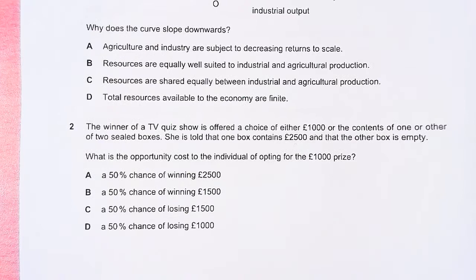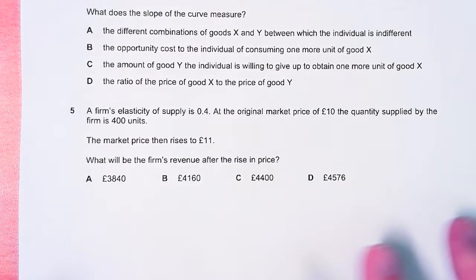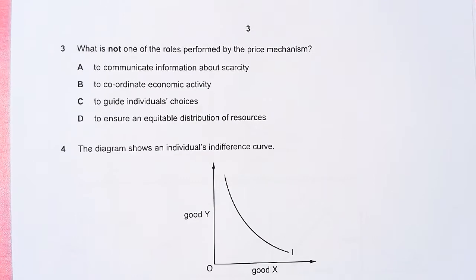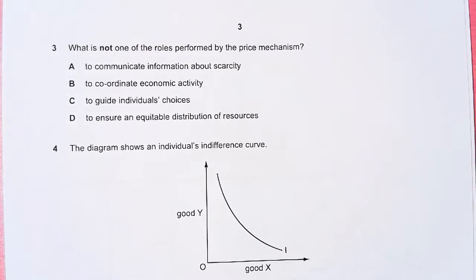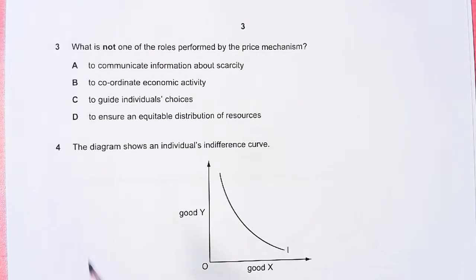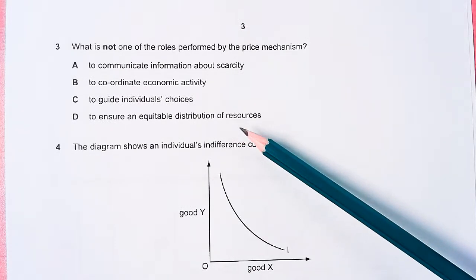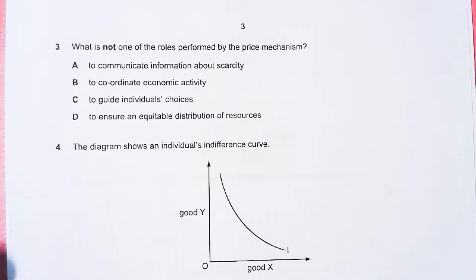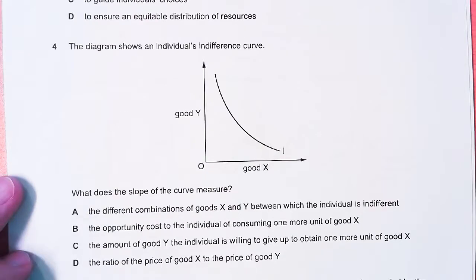Okay, right, number 3. Let's just move that down. So what is not one of the roles performed by the price mechanism? So the price mechanism allocates, rations, incentivizes and signals. Okay, so is it communicate information about scarcity? Well, that's one of the key roles. Coordinating activity, well, it helps to incentivize and signal what should be done. To guide individuals' choices, we also see that there as well. So therefore it must be D. Yeah, and the price mechanism is not responsible for ensuring an equitable distribution of resources, and that's why markets can fail, or one of the reasons that markets can fail.